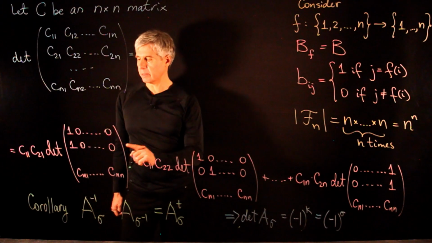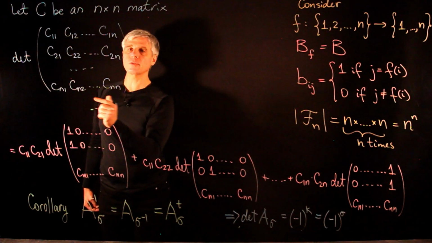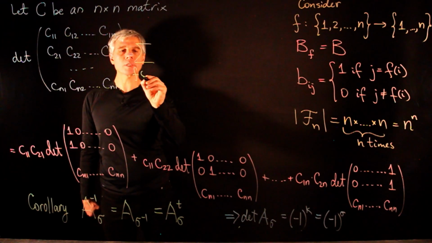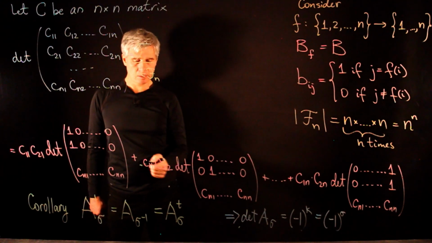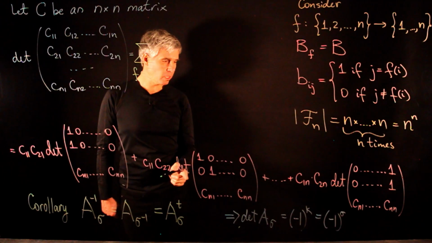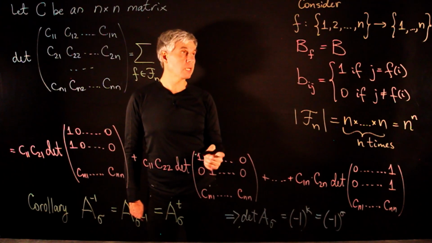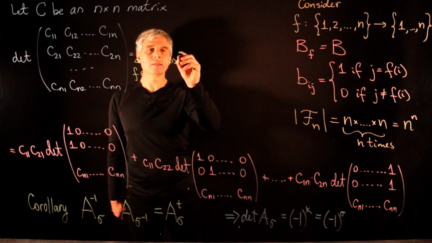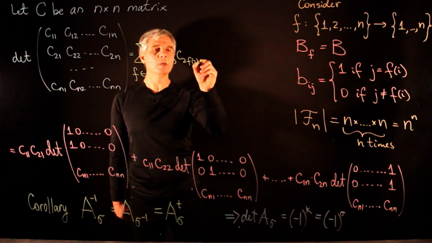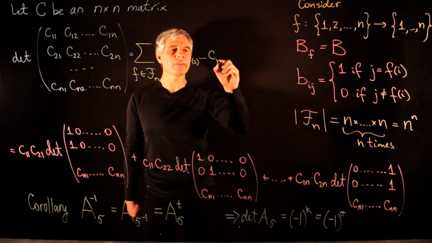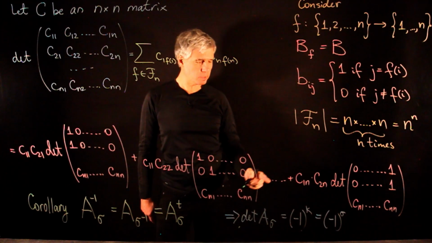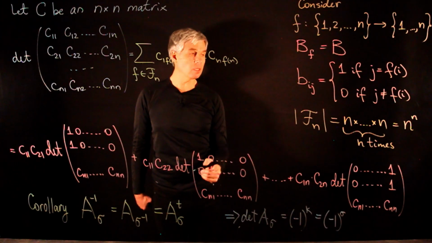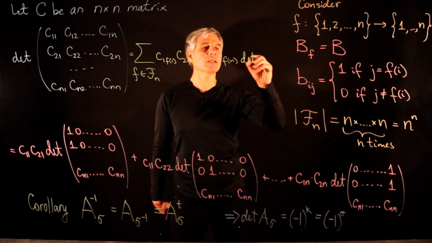Using these notations, we can write down the formula for the determinant of an n by n matrix in the following way. So we're going to get the sum over all possible functions f in Fn. Then we have these products of coefficients where each coefficient comes from a single row. So we're going to get C1 f of 1 times C2 f of 2 ... Cn f of n times the determinant of a matrix that will have a single one in each row, and that will be precisely the matrix Bf.